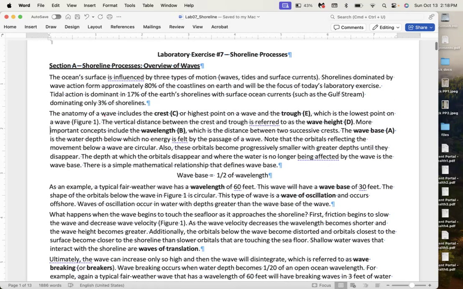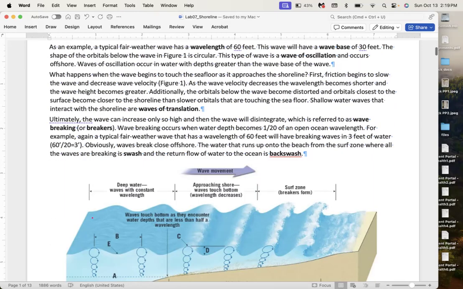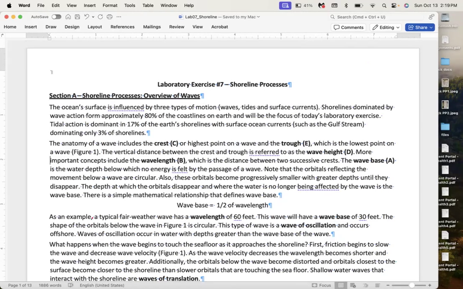So there's a lot of information contained within the exercise. You can certainly access your lab manual and go look at the section on oceans if you feel that you need more information. But I believe there's enough information in here to answer all of the questions that you need. So it covers a lot of different areas, but all related to shoreline processes.